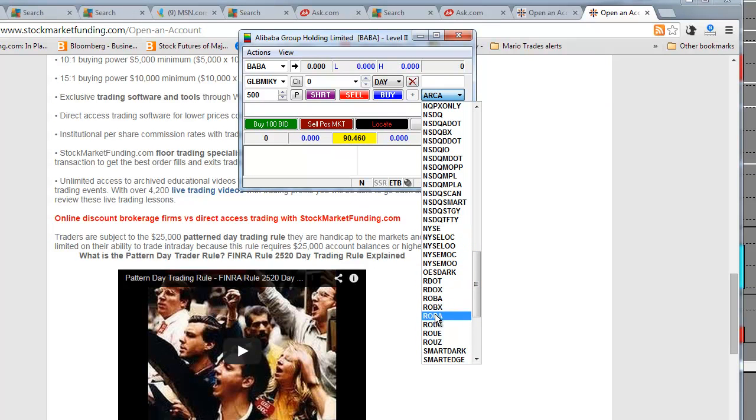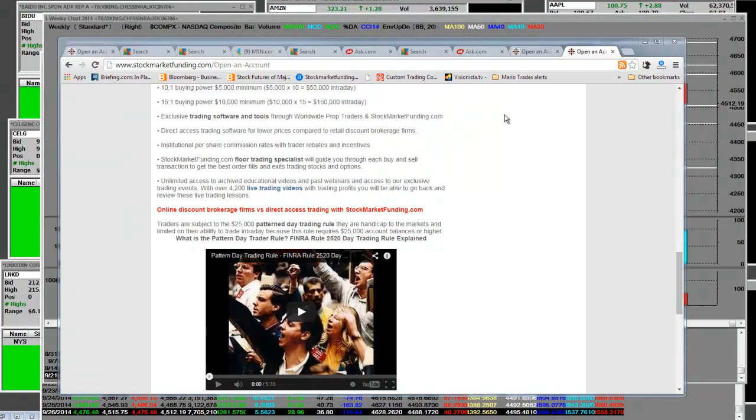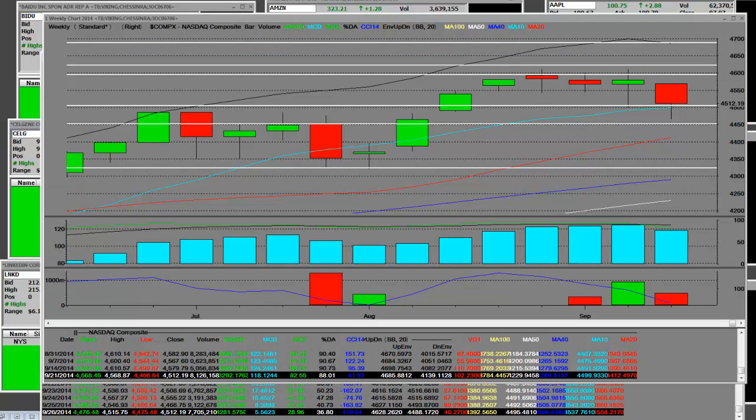Here are all the routes, and I'm going all the way down here, dark pool here, EDGE here, all of these direct access routes. Yes, you heard me. You will be trained with our market makers live in the trading room as to how you are going to be able to work this.